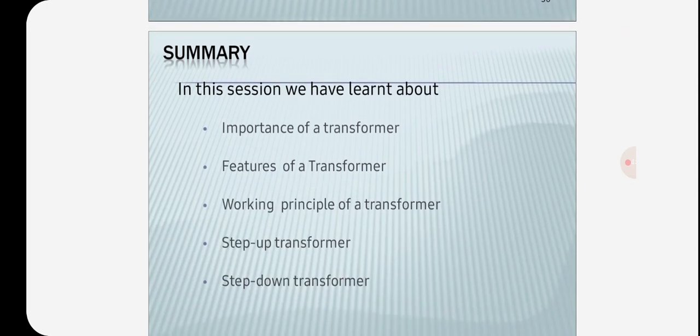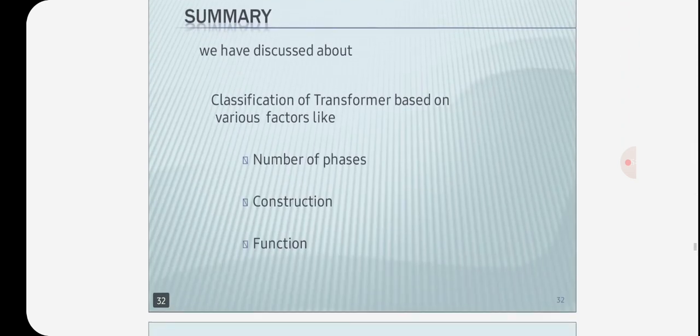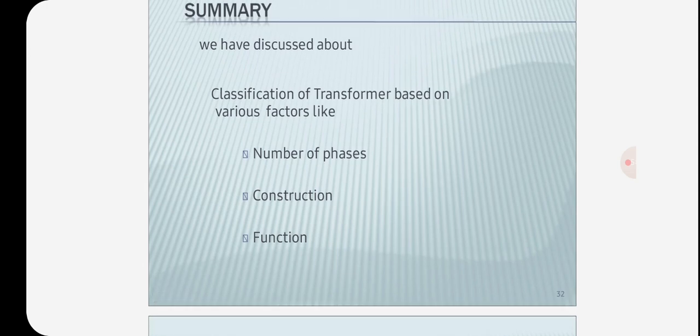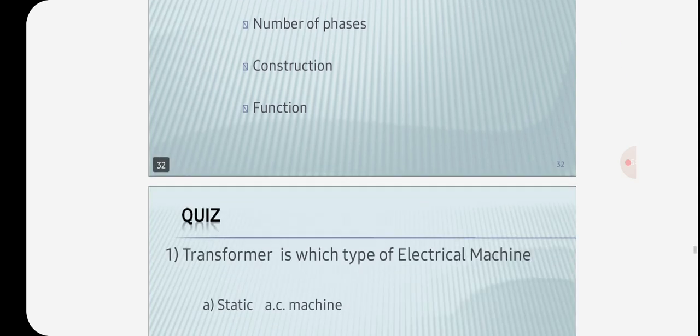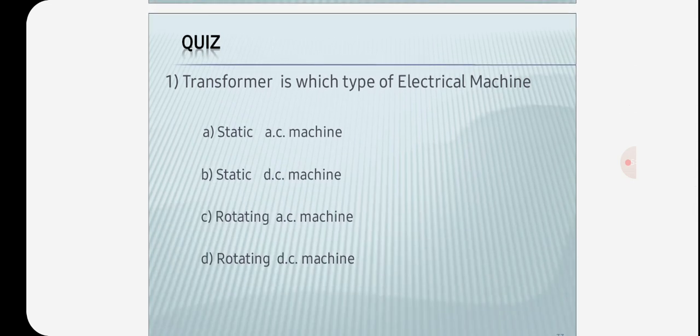So today we discussed a few topics: the importance of transformers, features of transformers, working principle of transformer, step up transformer, step down transformer, and classification of transformers based on various factors like number of phases, construction based on function, meaning power transformers, distribution transformers, instrument transformers, based on cooling, based on core type material, and based on purpose of transformers.